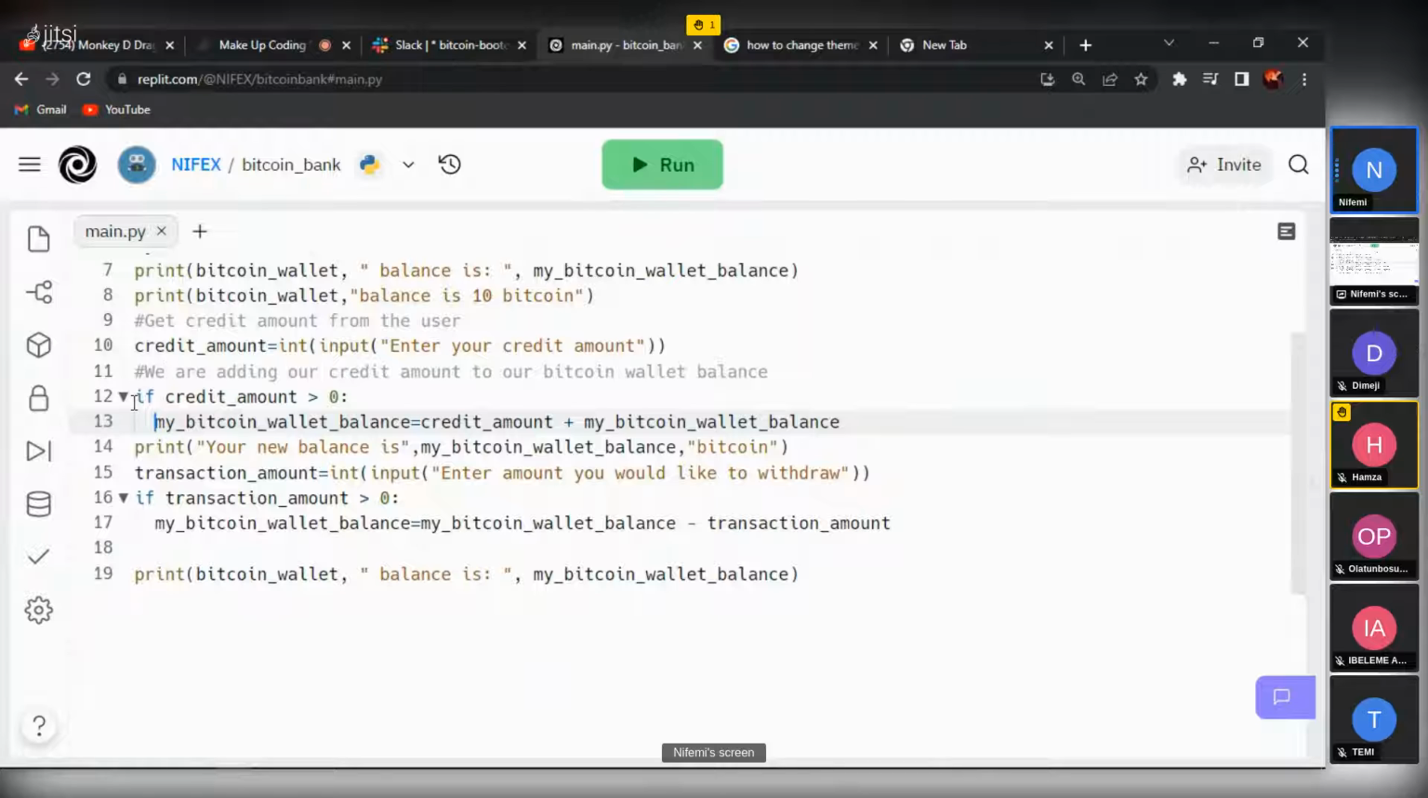And take note of this: if credit amount is less than zero and if transaction amount is less than zero, meaning if the values are less than zero, what is under the if statement? I mean, if the values are greater than zero, what is under the if statement is going to run. But if it's less than zero, they are not going to run. So I'm done.